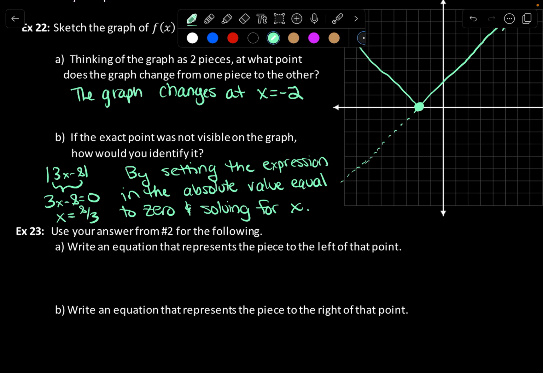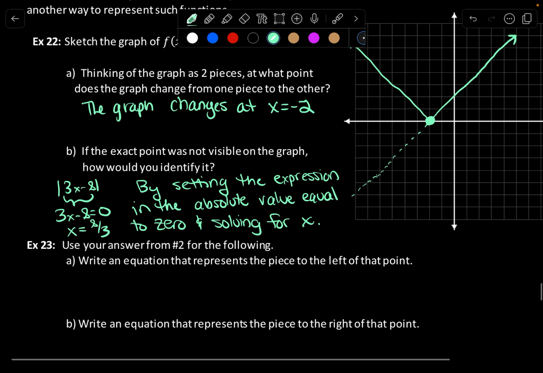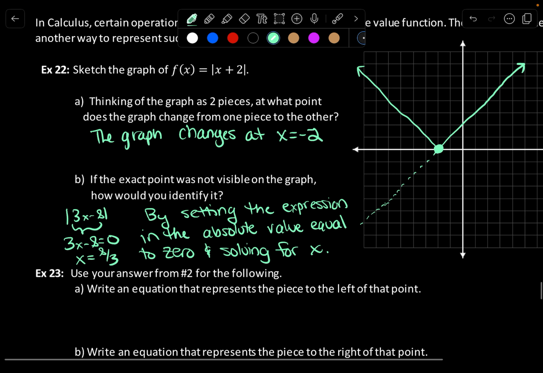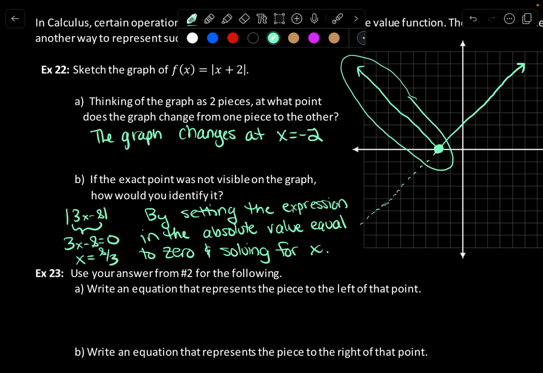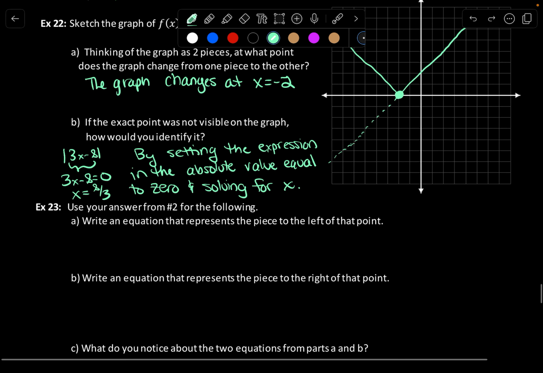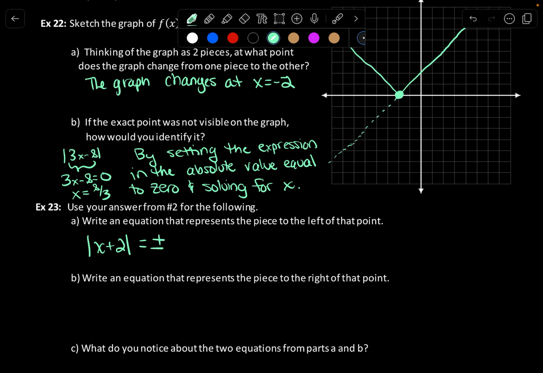All right, use your answer from number 2 for the following. Write an equation that represents the piece to the left of that point. Okay, so the piece to the left, we can see that the slope is negative. It should be -x or -1x to be more specific. But how do we write the correct function for that piece? Well, if we take x plus 2, I can technically rewrite this as plus or minus x plus 2. That covers any possible functions that we want to look at, okay?